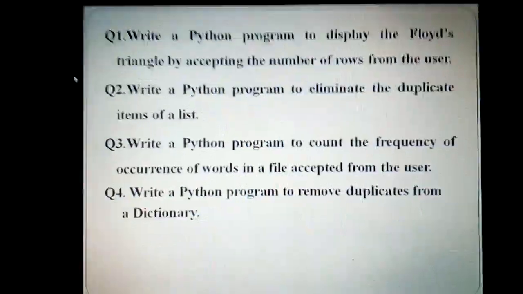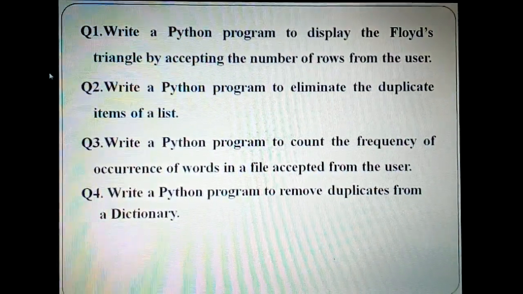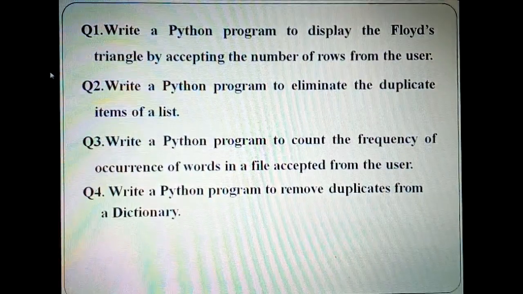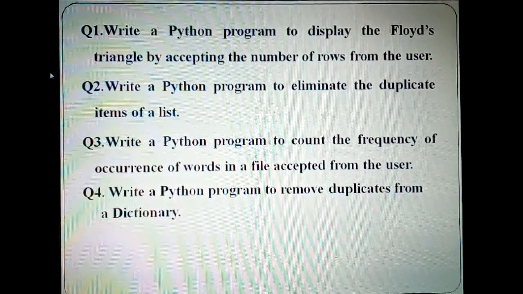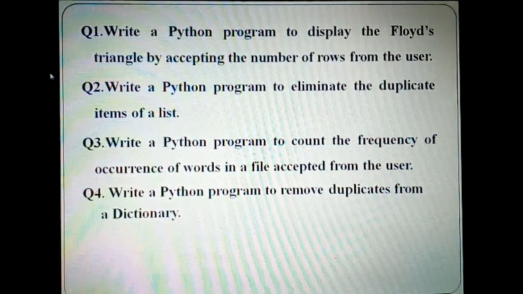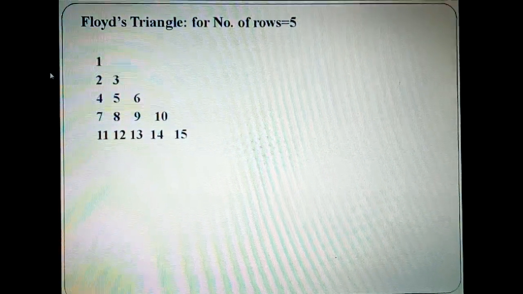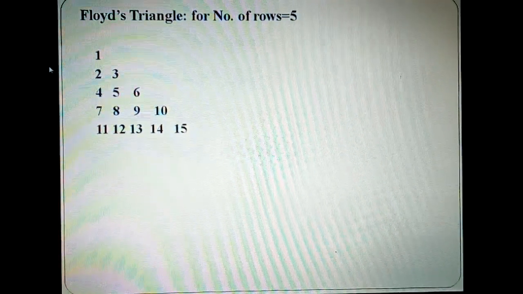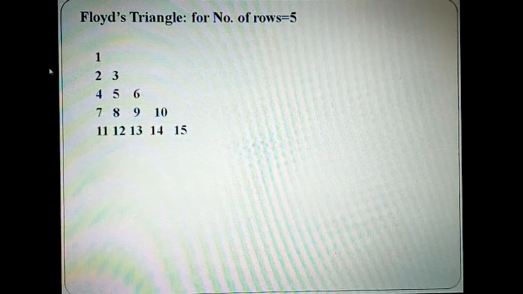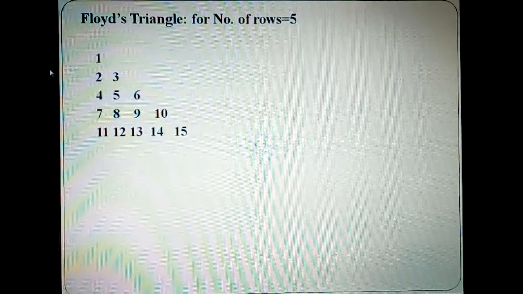So let us see the first problem, that is the Floyd's triangle. We need to generate a Floyd's triangle by accepting the number of rows from the user. Let us discuss this problem before implementing it. Now assume that we are supposed to generate the Floyd's triangle for 5 rows, because based on the number of rows we can decide upon what can be the Floyd's triangle.